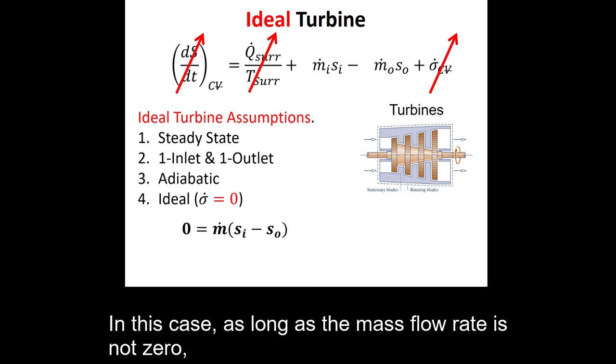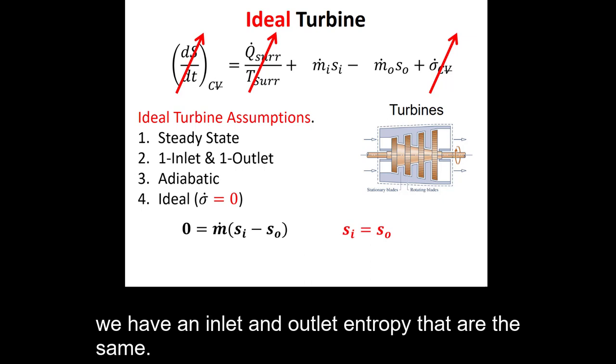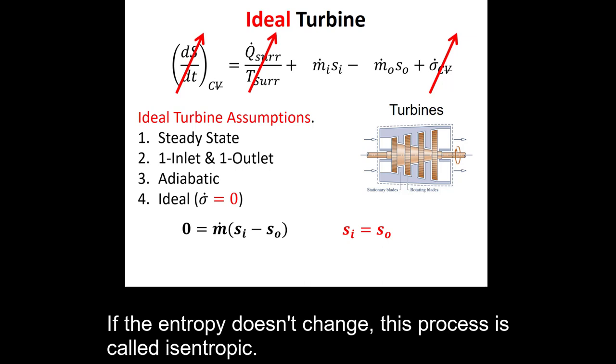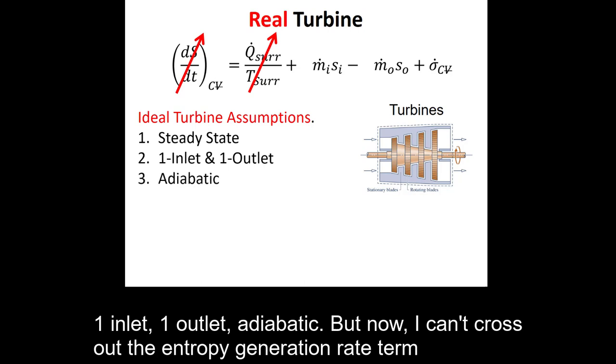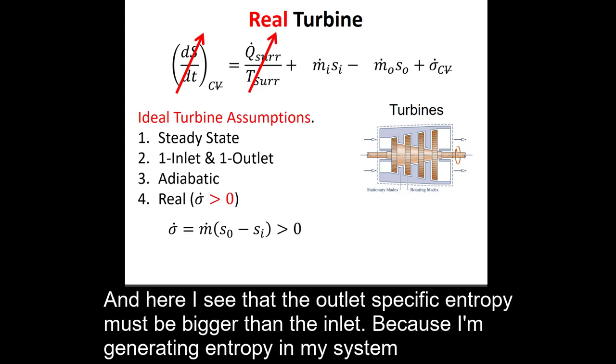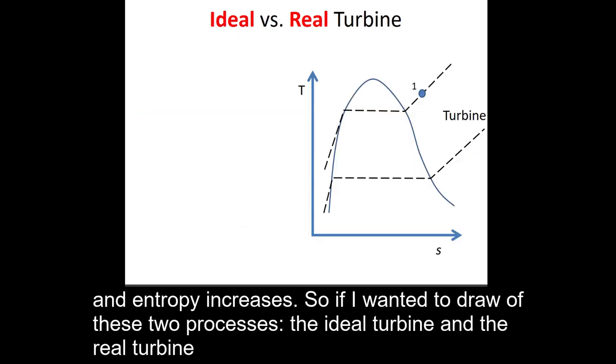In this case, as long as the mass flow rate is not 0, we have an inlet and outlet entropy that are the same. If the entropy doesn't change, this process is called isentropic. If I look at a real turbine, I make almost the same assumptions. Steady state, one inlet, one outlet, adiabatic. But now I can't cross out the entropy generation rate term. And here I see that the outlet specific entropy must be bigger than the inlet because I'm generating entropy in my system. Entropy increases.